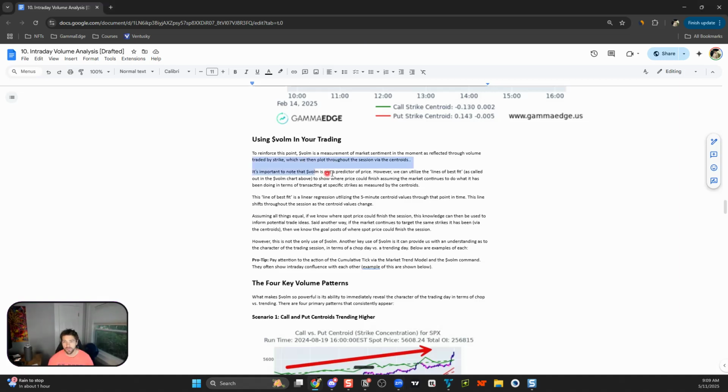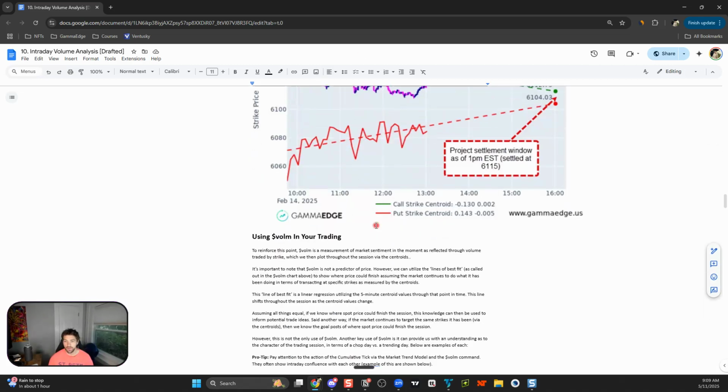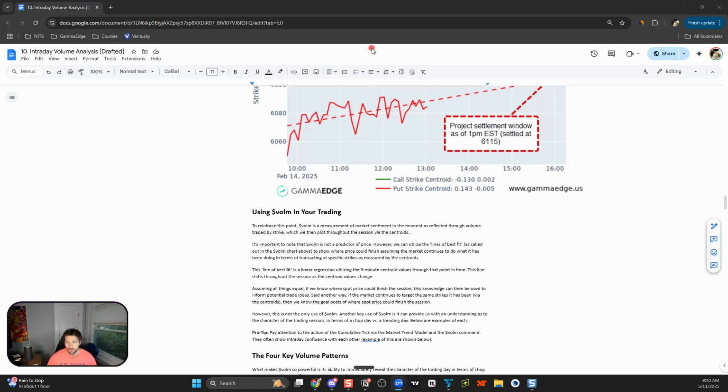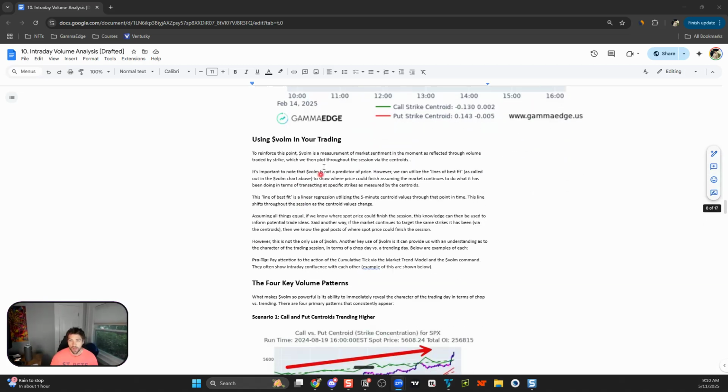It's important to note that vol M is not a predictor of price. However, we can utilize the lines of best fit as it's called out in the chart above. Remember these things? To show where price could finish, assuming the market continues to do what it has been doing in terms of transacting at specific strikes as measured by the centroids. The line of best fit is a linear regression utilizing the 5-minute centroid values through the point in time. This line shifts throughout the session as centroid values change, something that we have covered.